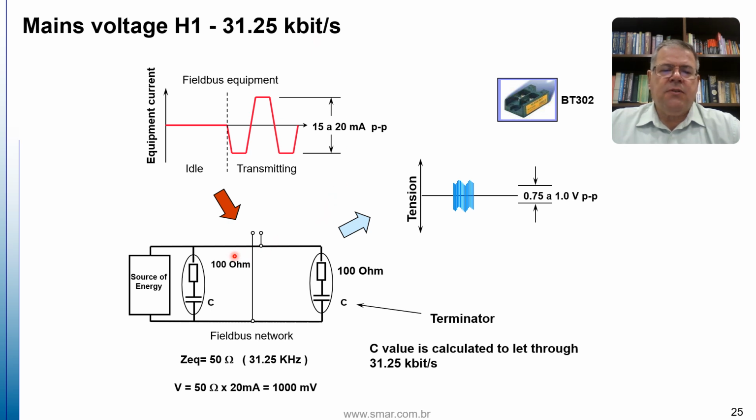Here we find the typical installation, where we have the power source that will supply our field equipment. At the start and finish of our network, we have the initial and final terminators, BT302, which is here, where there is a capacitor and a resistor. Okay?